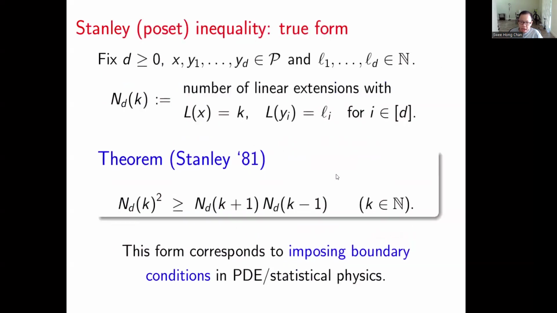Stanley actually proved that you can include this extra assumption, which is that you fix the extra elements y1, y2, up to yd, and you fix their values in the linear extension to be l1, l2 up to ld. And you only allow the value of the linear extension at x to vary, based on k. Then Stanley showed, by using the same argument, using the Alexandrov-Fenchel inequality, that this sequence N_d1, N_d2 up to N_dn is again a log-concave sequence. So this is a generalization of the Stanley inequality. You can think of it as the d-dimensional version.